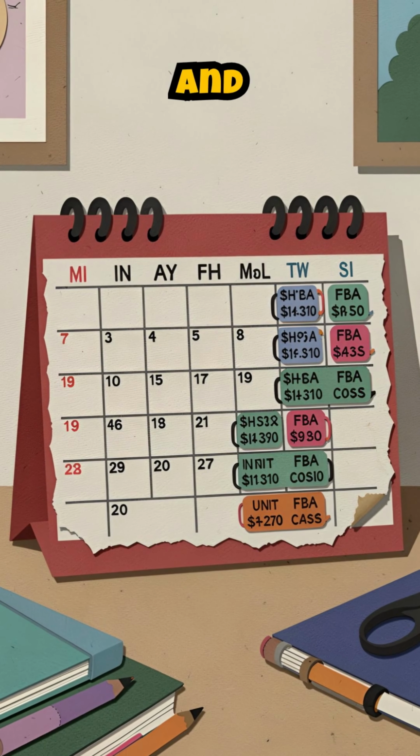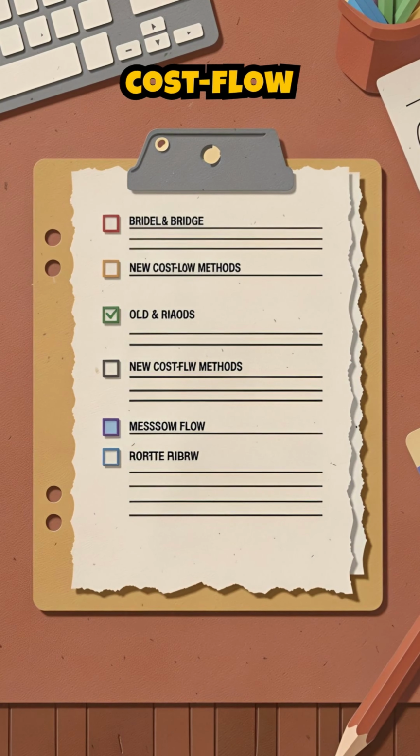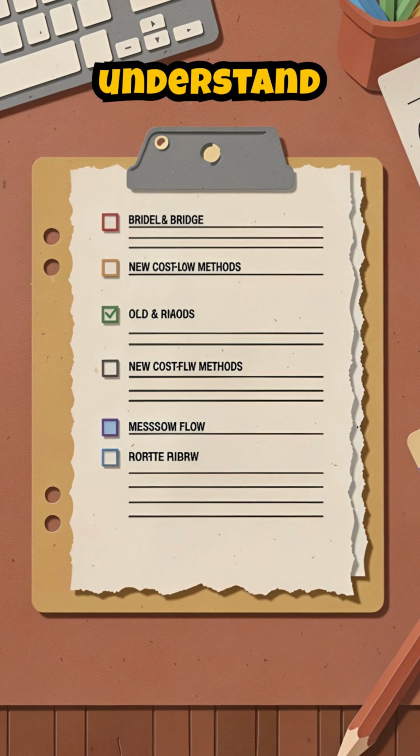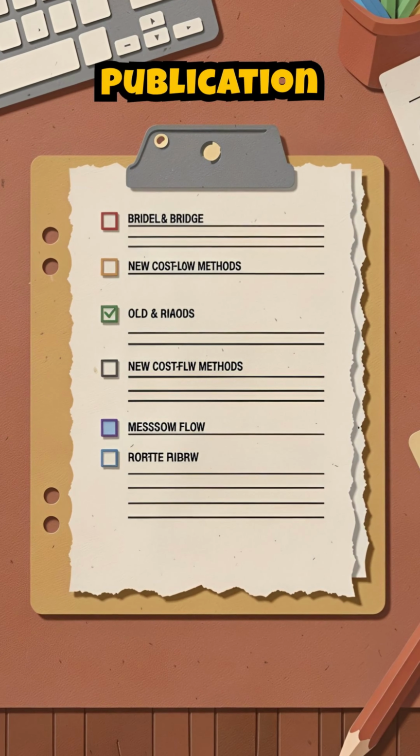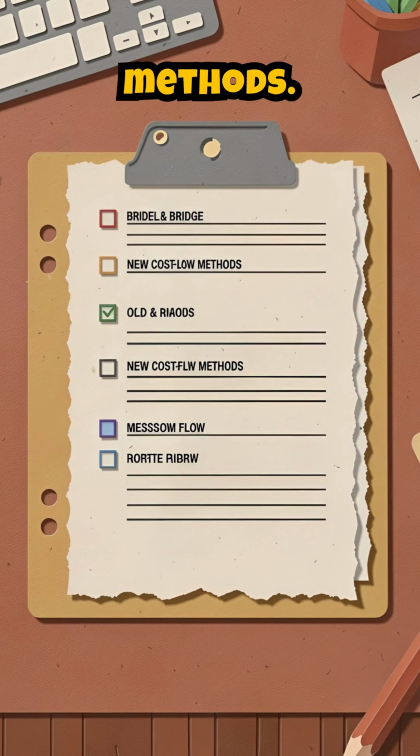Track receiving dates and unit costs for each inbound to FBA. If you later change your cost flow method for tax purposes, understand the approval requirements in Publication 538 and maintain documentation that bridges old and new methods.